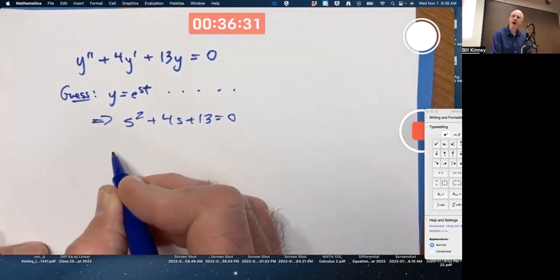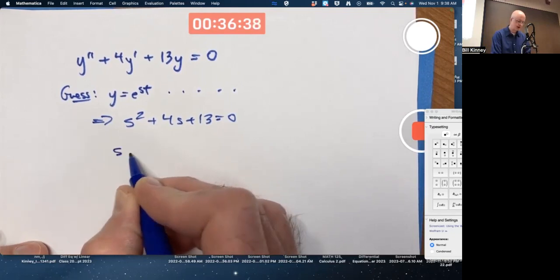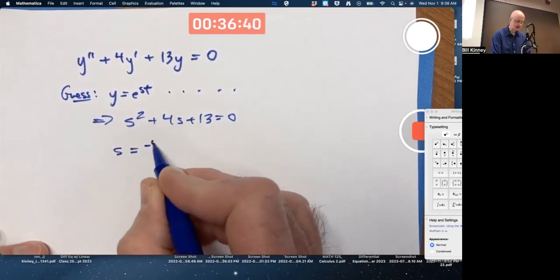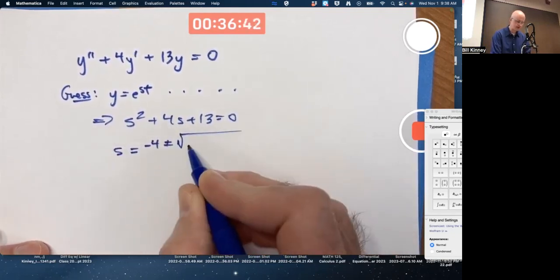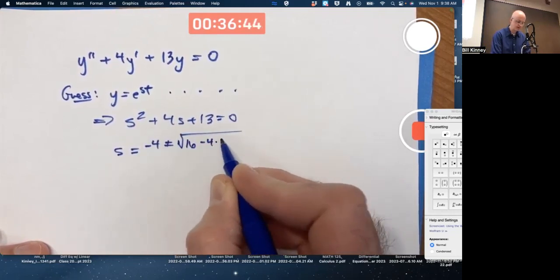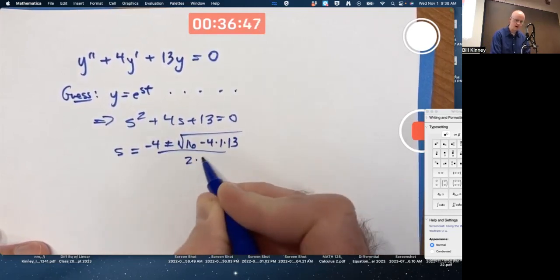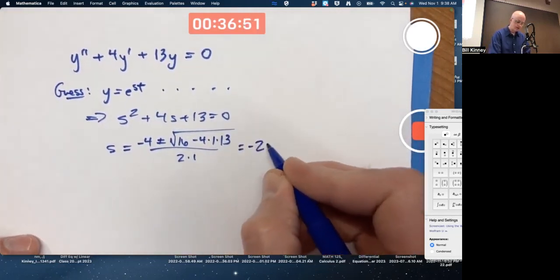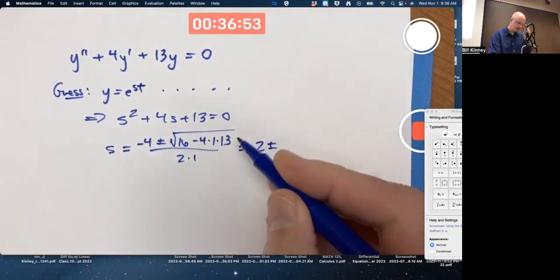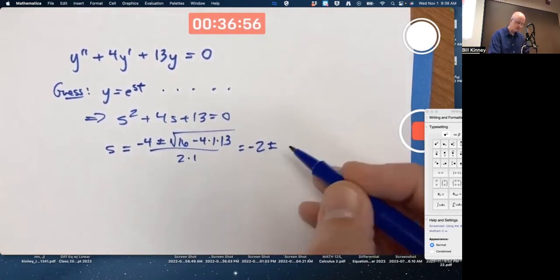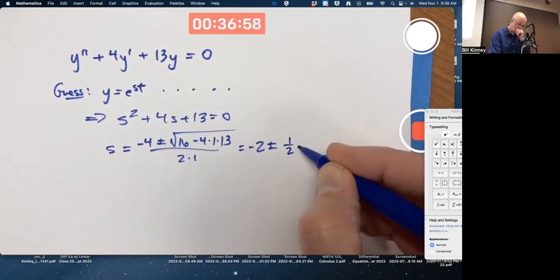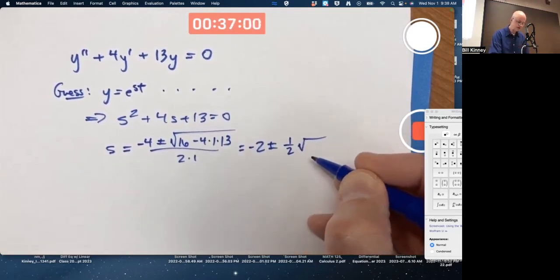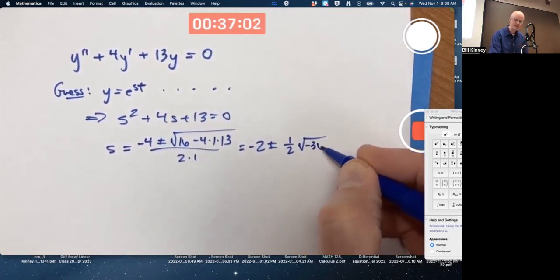Trying to factor this, though, is a problem. Unless you're really good at factoring with complex numbers, you'll get stuck. So use the quadratic formula. -4 plus or minus square root of 16 minus 4 times 1 times 13, over 2 times 1. -4 over 2 is -2. 4 times 1 times 13 is 52. 16 minus 52 is -36.